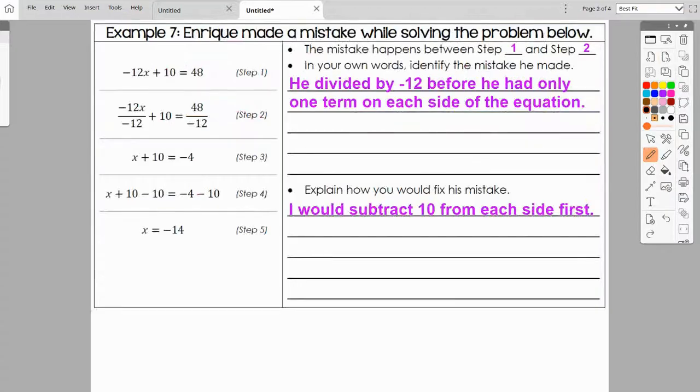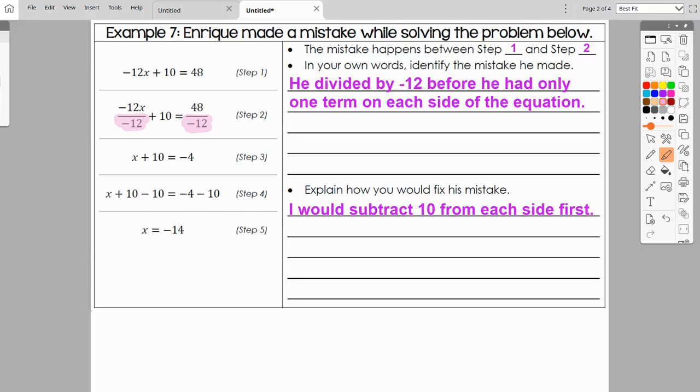In example number 7, Enrique made a mistake while solving the problem below. The mistake happens between step 1 and 2 here, and I'll highlight what went wrong. We went ahead and had a division of negative 12 here from step 1 to step 2. That is not correct unless you also divide the negative 12 from 10, or if you do a different step first.